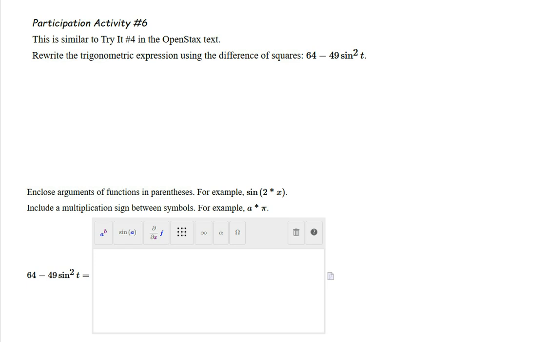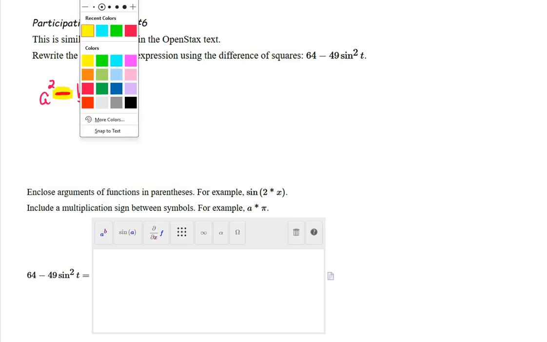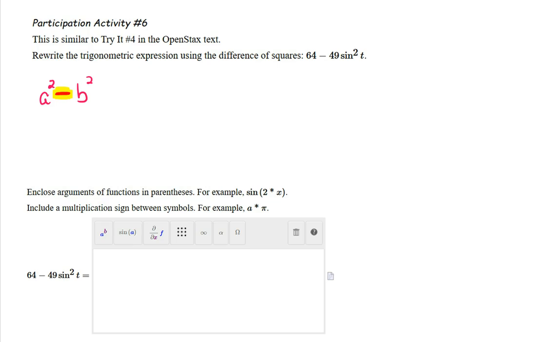This one wants you to rewrite the trig expression using the difference of squares, and there's a formula, a squared minus b squared. That is a difference of two squares. Here, let me highlight that for you in yellow. It's a difference of two squares. And when you factor this, it factors to be a minus b times a plus b.